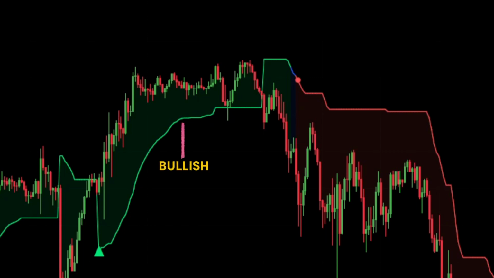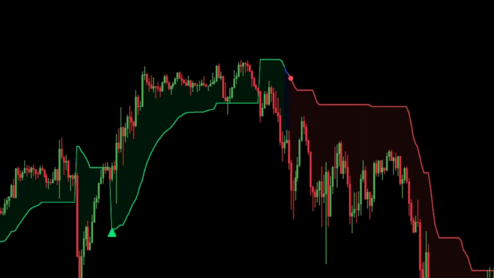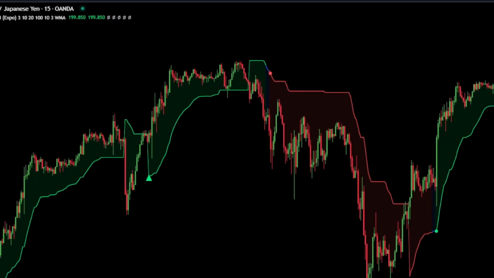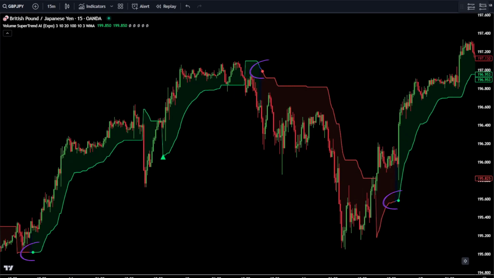If the trend line is green, it indicates a bullish trend. If the trend line is red, it indicates a bearish trend. The blue line is a transition line. This can signal a transition from a bearish trend to a bullish trend or from a bullish trend to a bearish trend. Then, you can also observe the dots and triangles. The dot indicates the beginning of a trend change, while the triangle indicates the continuation of the main trend.